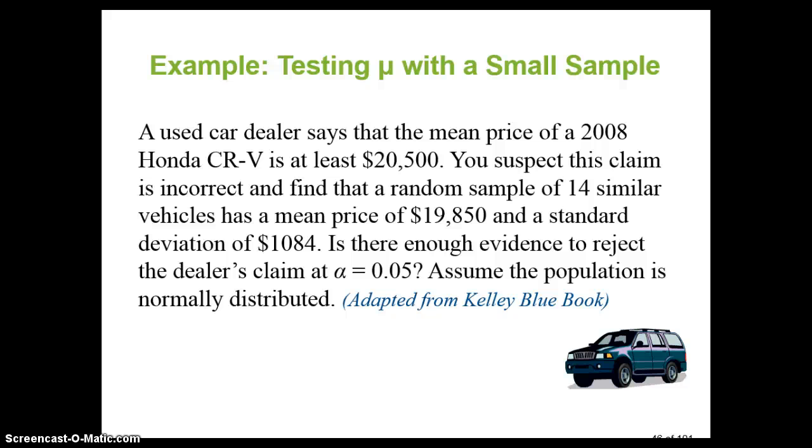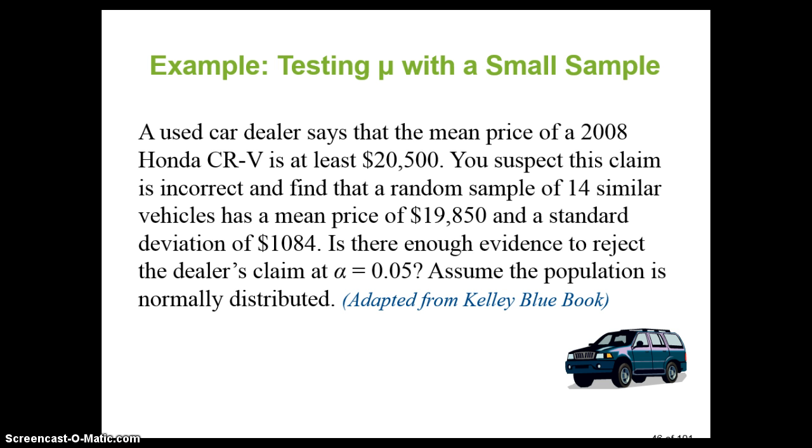In this video, we're going to be doing some examples of actual hypothesis testing for one population mean, mu. Here's an example. A used car dealer says that the mean price of a 2008 Honda CR-V is at least $20,500. You suspect this claim is incorrect and find that a random sample of 14 similar vehicles has a mean price of $19,850 and a standard deviation of $1,084. Is there enough evidence to reject the dealer's claim at an alpha level of 0.05? Assume that the population is normally distributed.